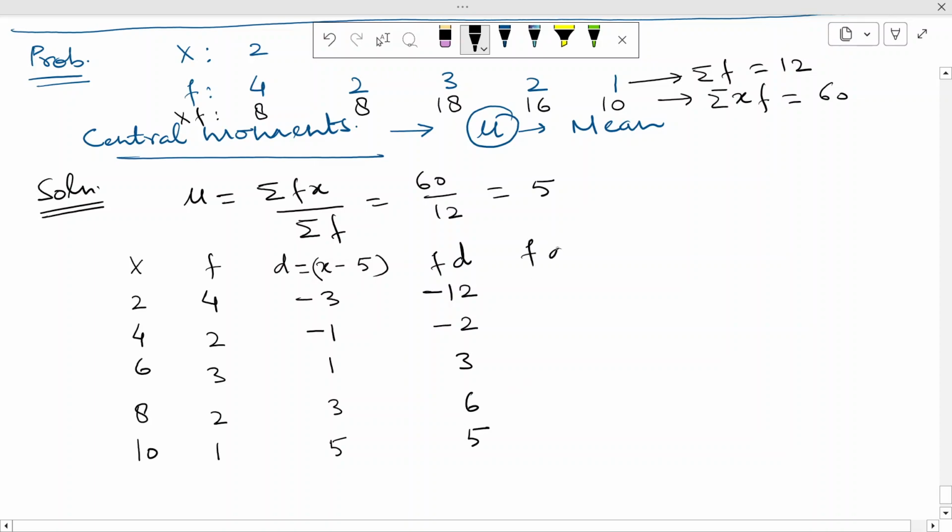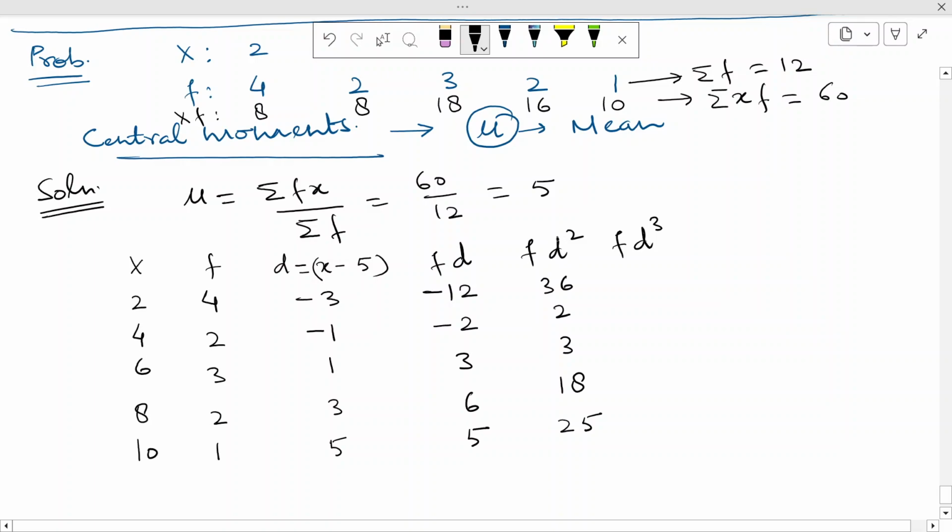Now next we will find out FD square. So we multiply this FD by the corresponding deviations. So you will get 36, 2, 3, 18, 25.